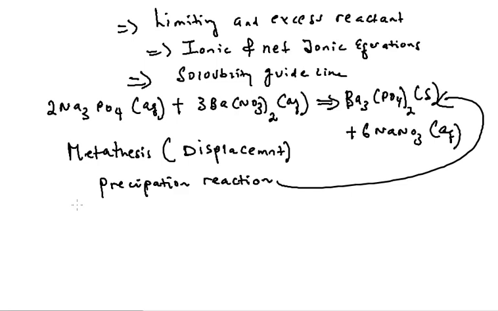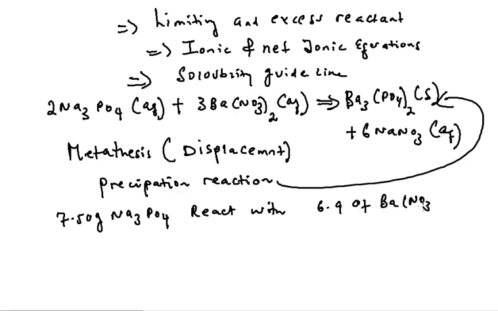Suppose we have this solution containing 7.5 grams of sodium phosphate react with, let's say, 6.9 grams of barium nitrate. Okay, these are the given values. So we have 7.5 grams of sodium phosphate react with 6.9 grams of barium nitrate.